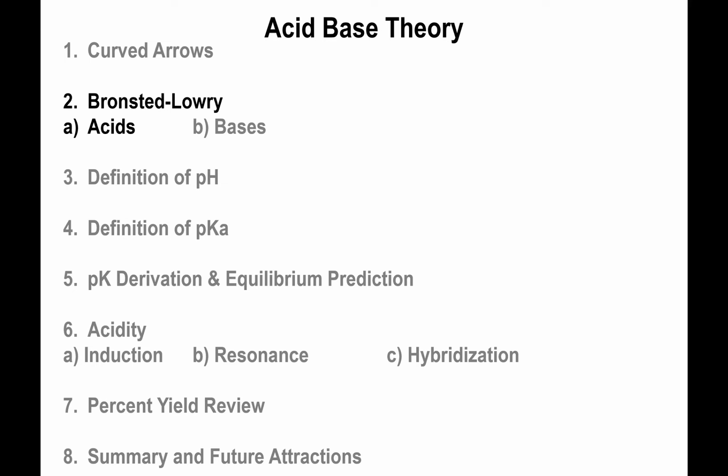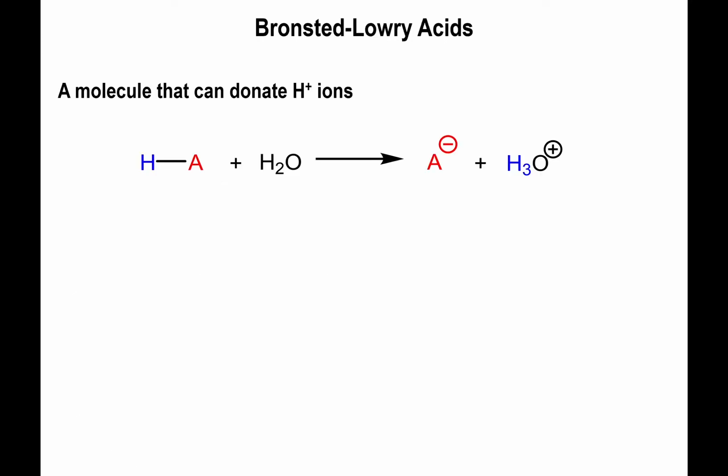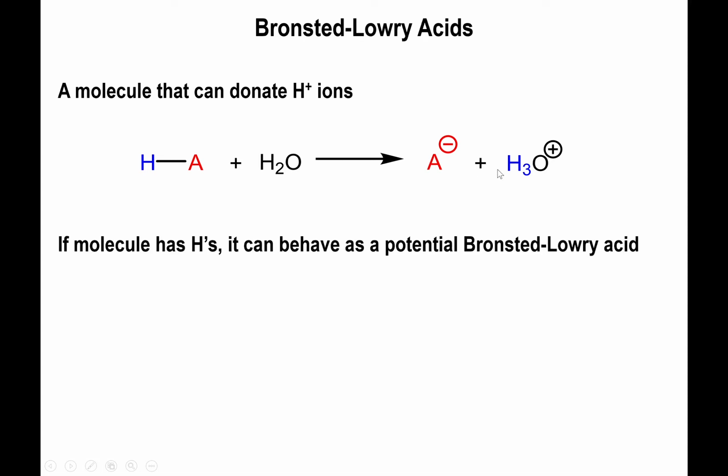Let's talk about the Bronsted-Lowry definitions of acids and bases. Let's start with the acids. You may recall from general chemistry that an acidic substance is one that donates an H+ from the point of view of Bronsted and Lowry. In doing so, you create your conjugate pairs. You have conjugate acid, conjugate base, conjugate acid.